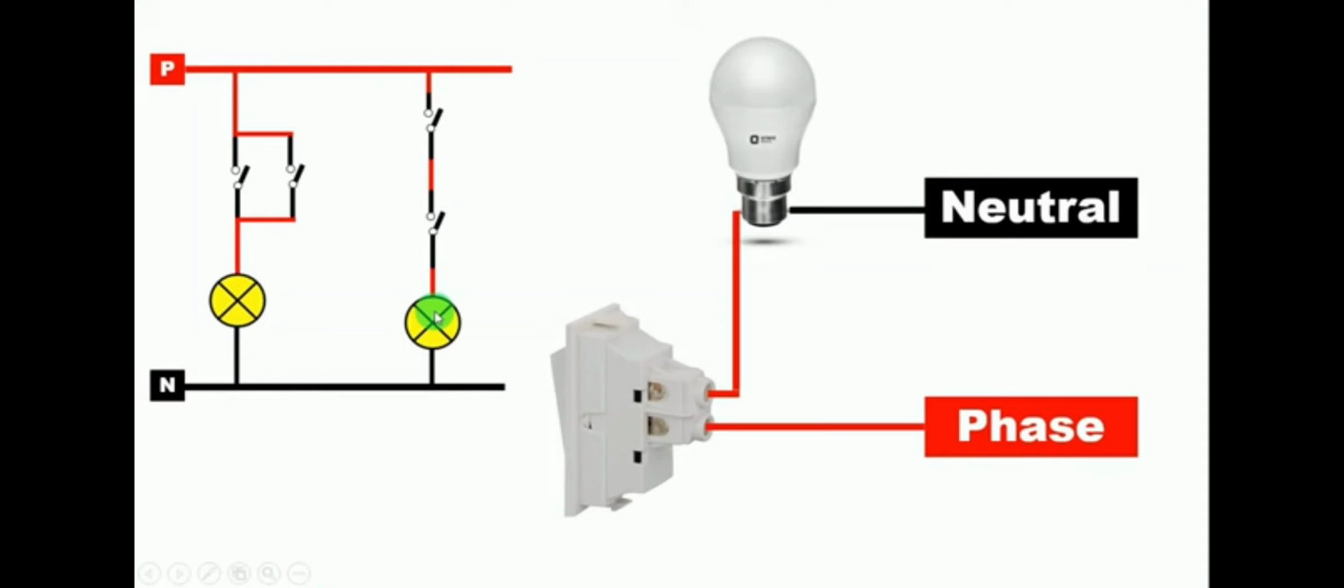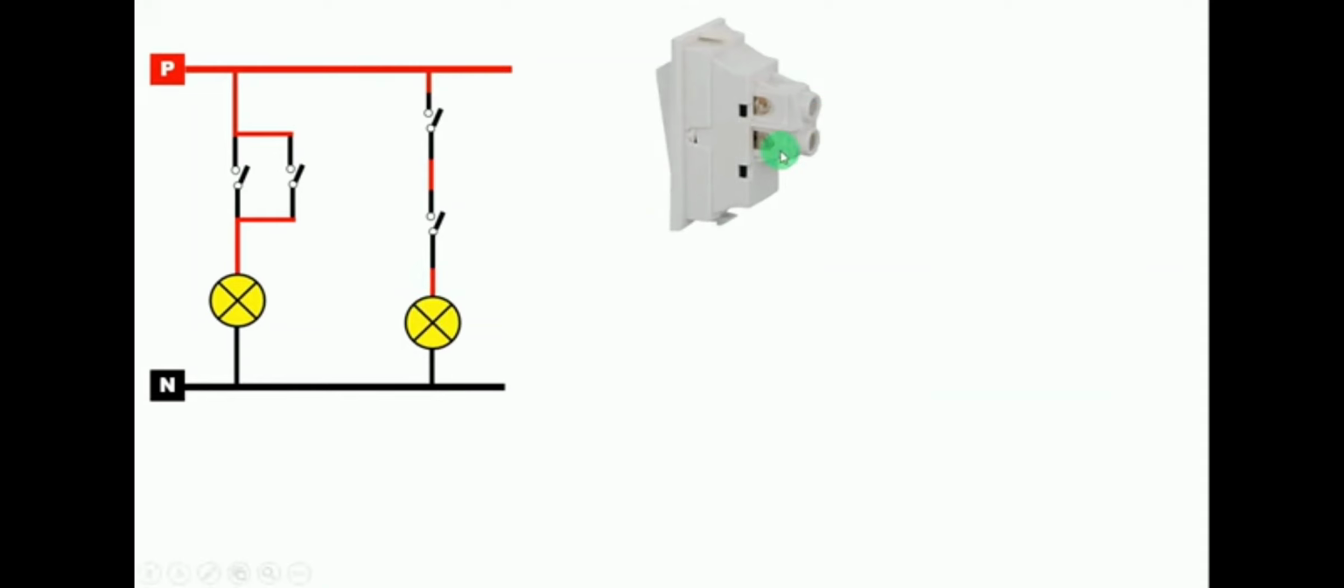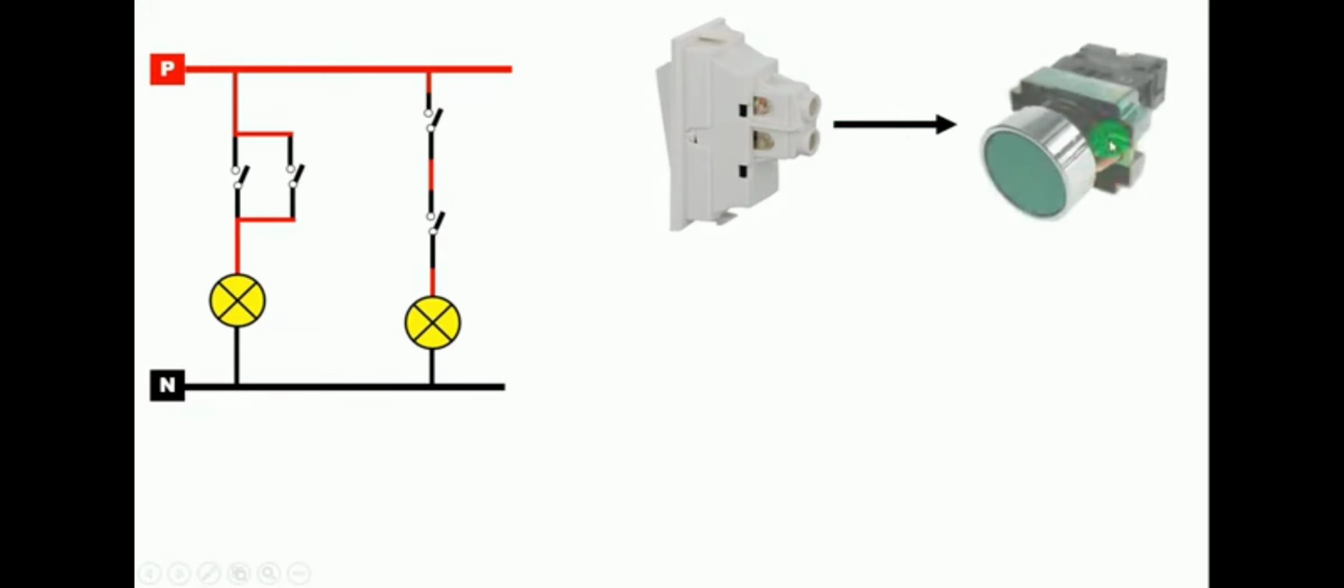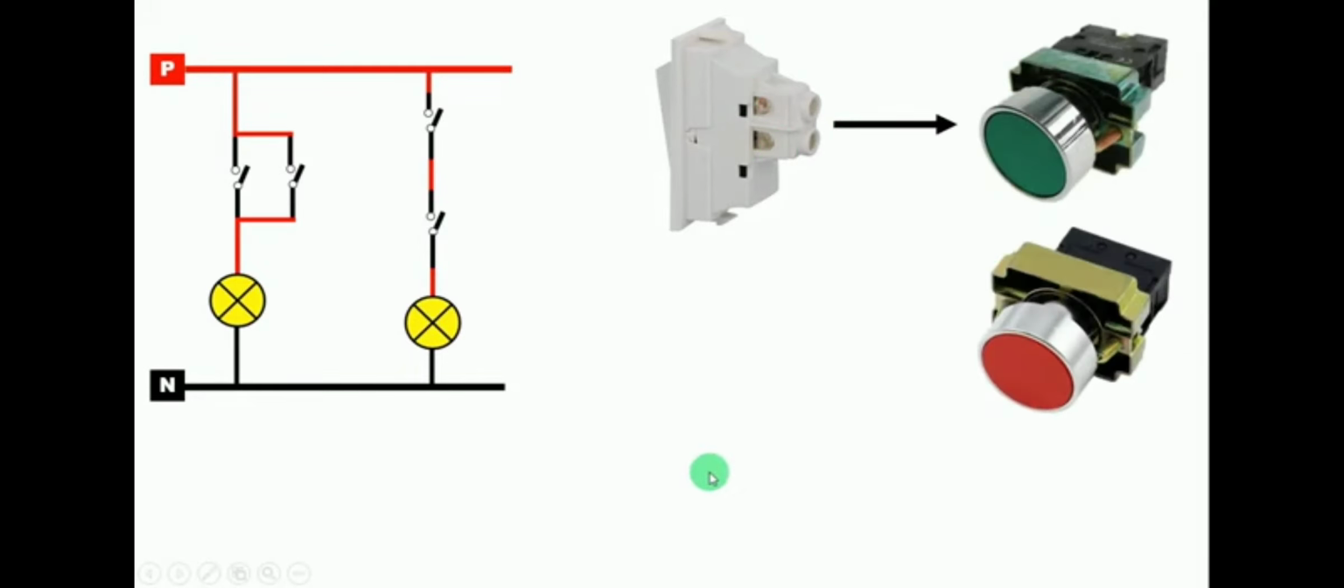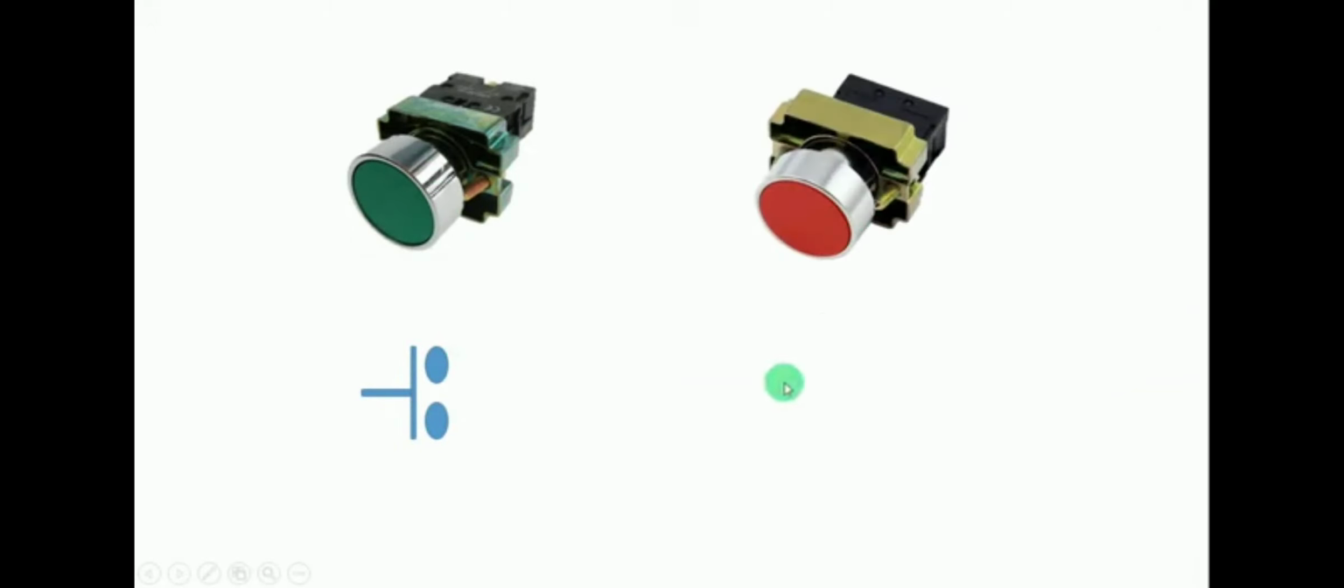Now see, here we are talking about the switch. Now if we want to use the push button instead of the switch, then how will we do it? So first of all, understand the symbol of this. Friends, see here I have shown you two push buttons. The first push button is NO and the second is NC. Now the NO push button has a symbol like this and the NC push button has a symbol like this.